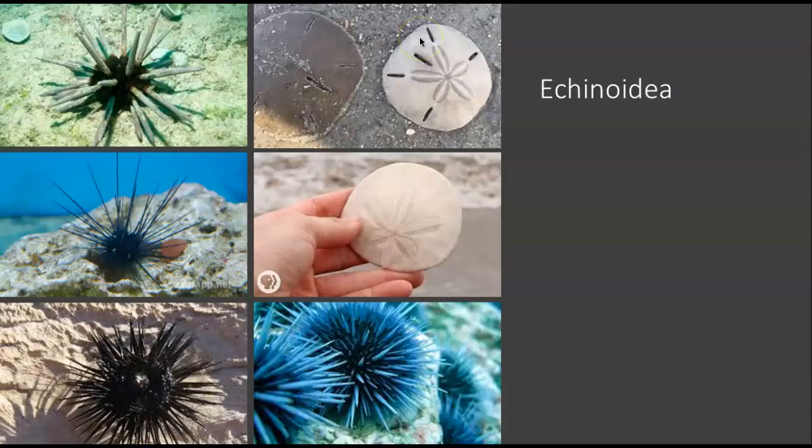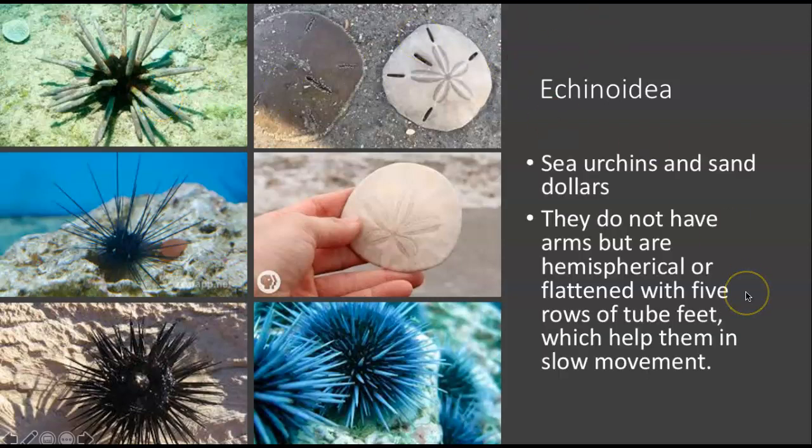Here's the Echinoidea, which are the sand dollars and the urchins. They do not have arms, but they are hemispherical or flattened, and they do have 5 rows of tube feet, which help them in slow movement. So these guys, is when it's dead. This is what it looks like when it's alive for the sand dollar.